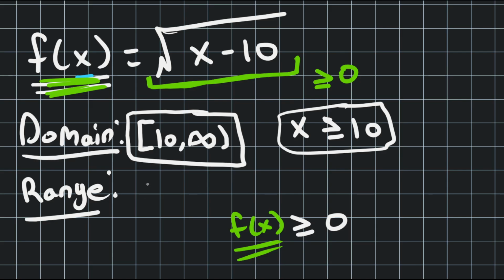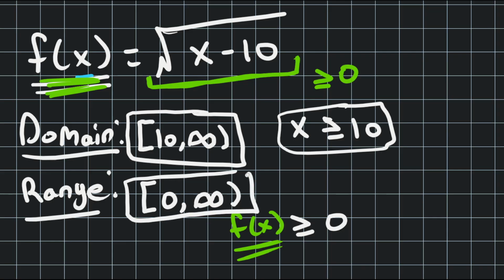And how do we represent that in interval notation? We'll use a bracket, 0 to positive infinity, close bracket. And that is our range, from 0, including 0, to infinity. So that's how you find the domain and range of this function, the square root of x minus 10, f of x.